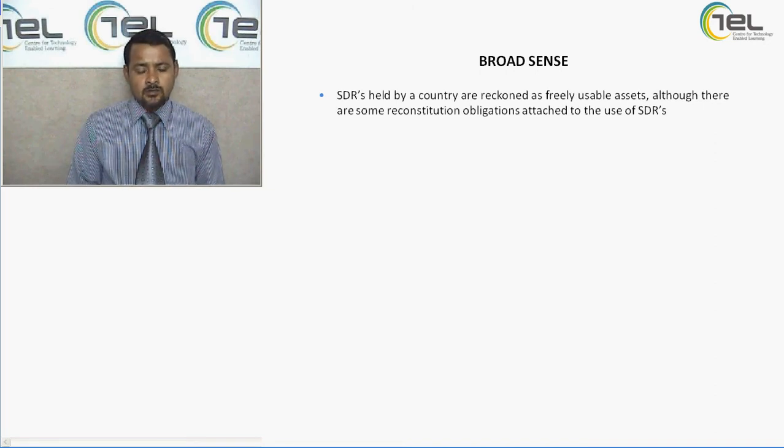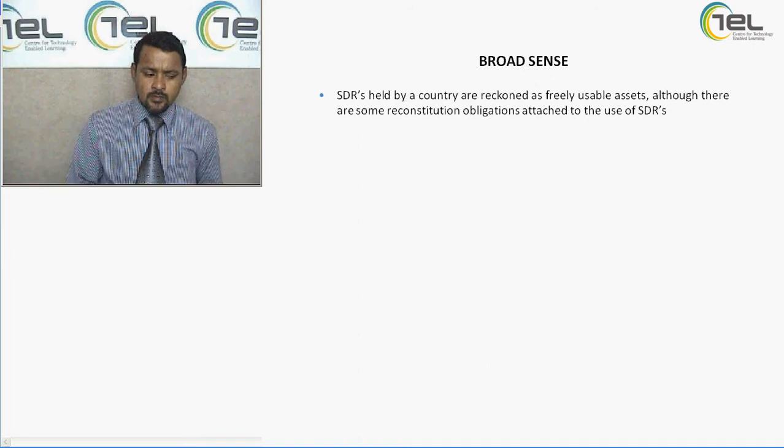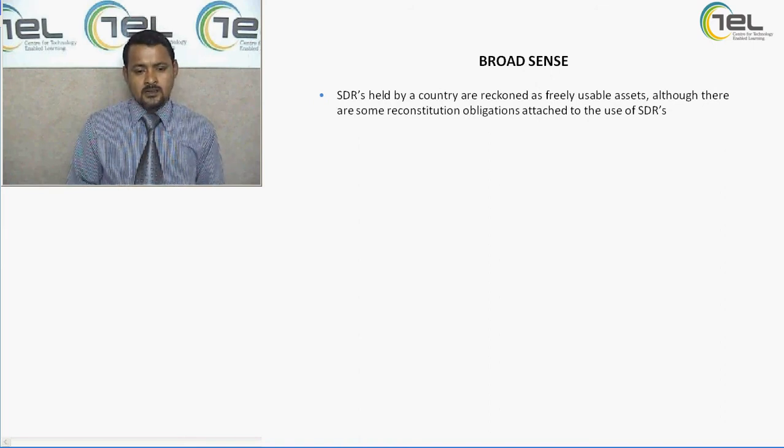So SDRs held by countries with the IMF can be used as and when required, and even if there are some obligations on the part of the countries to be fulfilled, they can be used as a freely movable asset, so that they can be converted into dollars or euros or pounds as and when required. They can also be converted into Japanese yen if required.